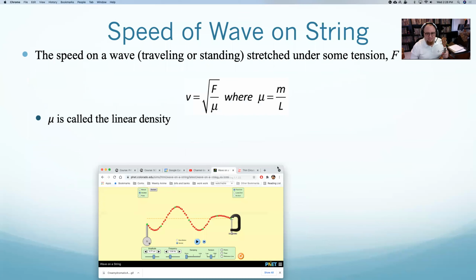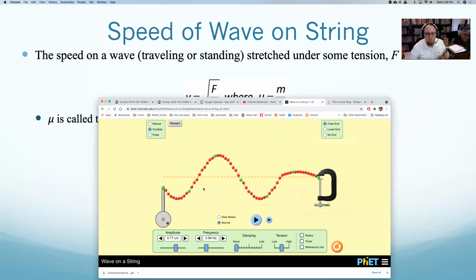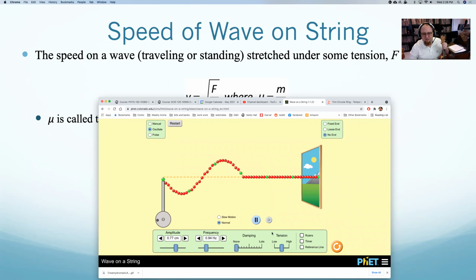Let's talk about something else with this guy. When I was just doing the traveling wave, one of the things I hit here was the tension in the string. And that when I mess with the tension in the string, I start changing what the wave looks like, from low tension to high tension.